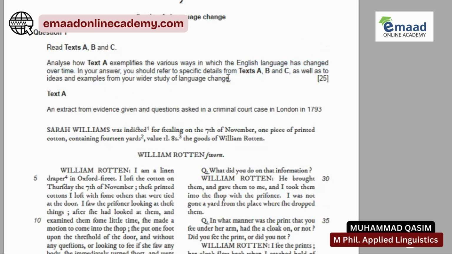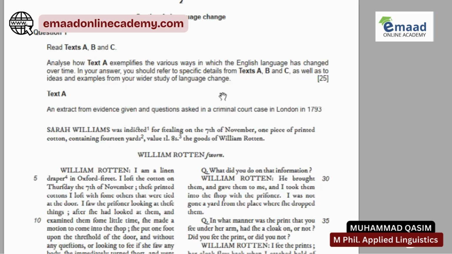In your answer you should refer to specific details from A, B and C, as well as to ideas and examples from your wider study of language change. You will take specific details as an example of language change from the text, but you will also relate it to your wider study.